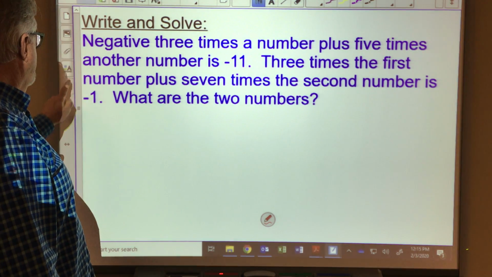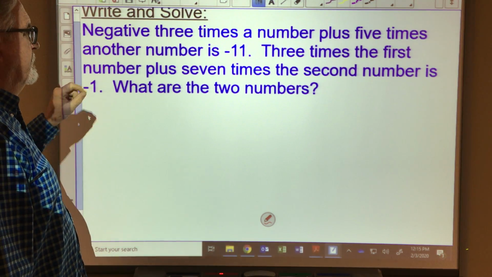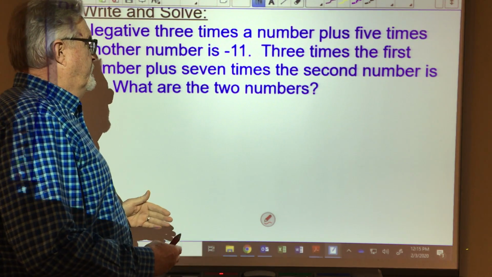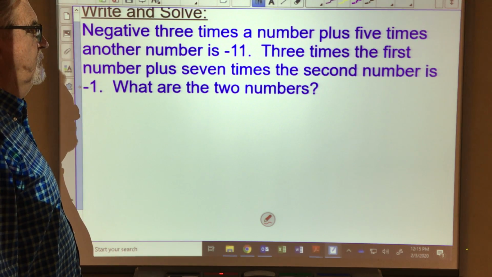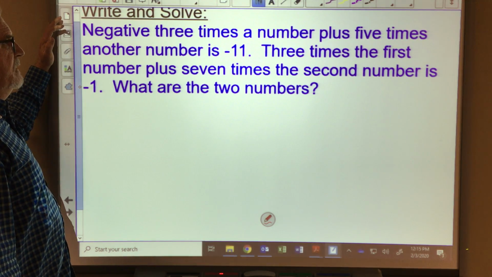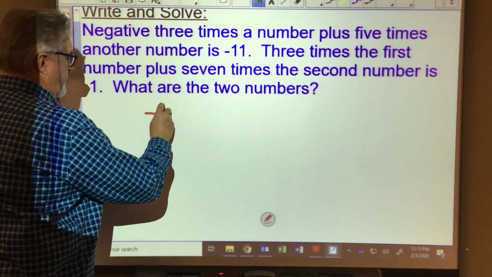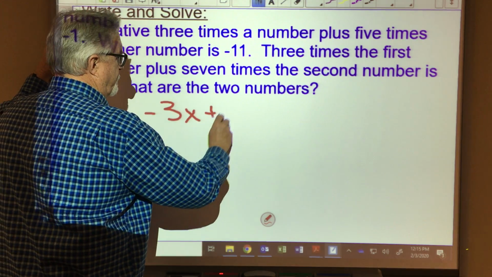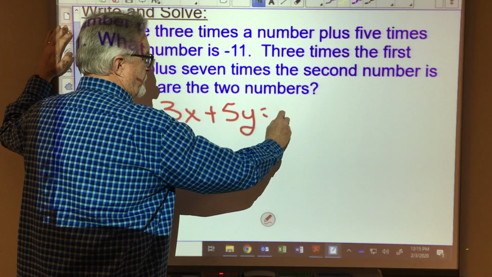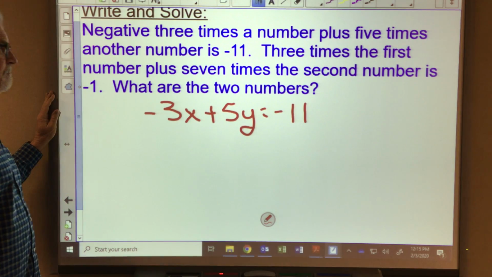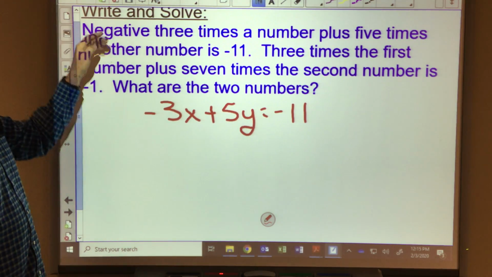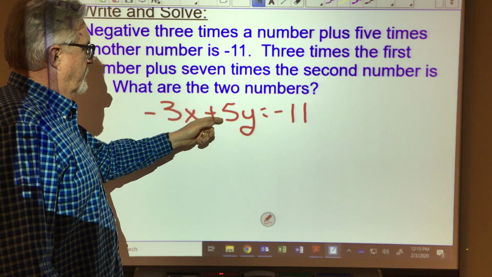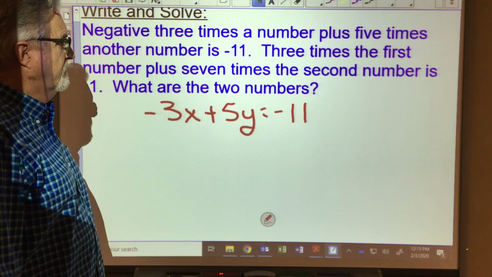One last thing here. Ooh, a word problem. Okay, so we've just got to figure out what our two equations in our system are. So if we just read this and write it as we read through it, it says negative 3 times a number, so I'm just going to say negative 3x, plus 5 times another number, so plus 5y, is equal to negative 11. All right, let's read that again. Negative 3 times a number, negative 3x, plus 5 times another number, plus 5y, is equal to negative 11.